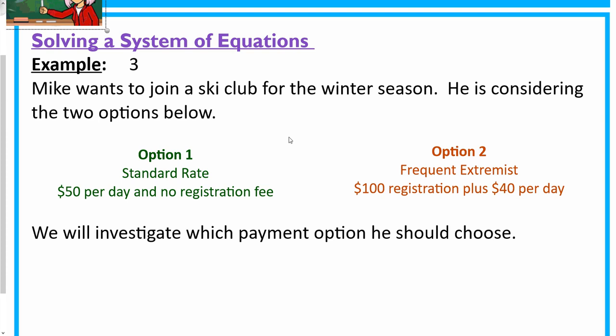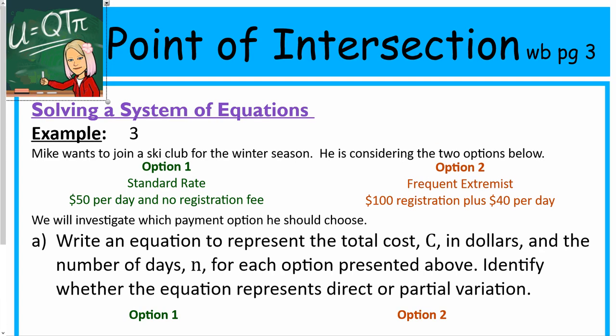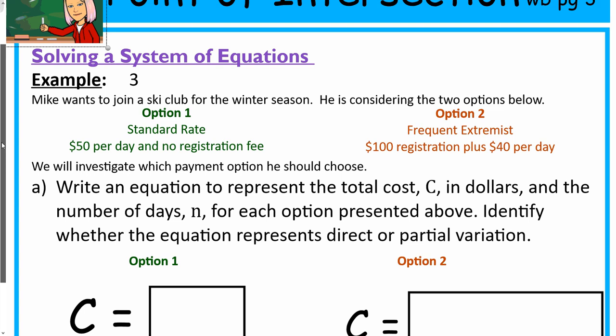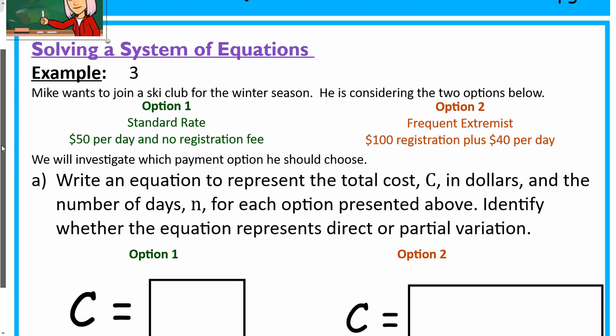So at which point is option 1 better? At which point is option 2 better? We want to be exact. All right, so it says write an equation to represent the total cost in dollars and the number of days for each option presented above. Identify whether the equation represents direct or partial variation.